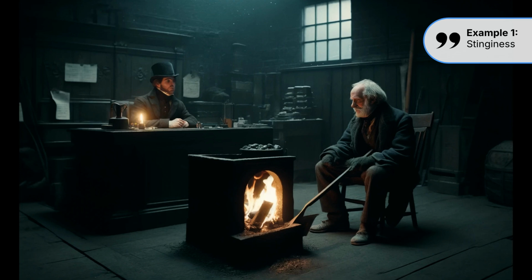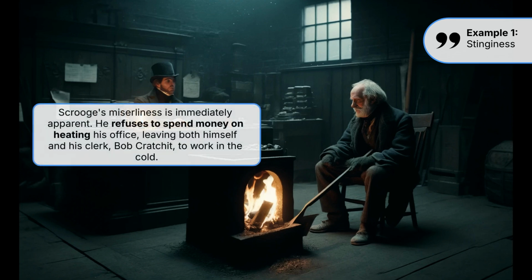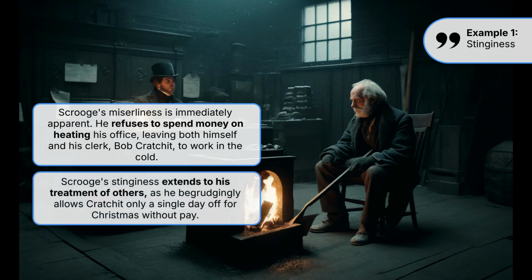At the beginning of the novel, Scrooge's miserliness is immediately apparent. He refuses to spend money on heating his office, leaving both himself and his clerk, Bob Cratchit, to work in the cold. Scrooge's stinginess extends to his treatment of others, as he begrudgingly allows Cratchit only a single day off for Christmas without pay. This initial depiction sets the stage for understanding Scrooge's extreme frugality and lack of generosity.